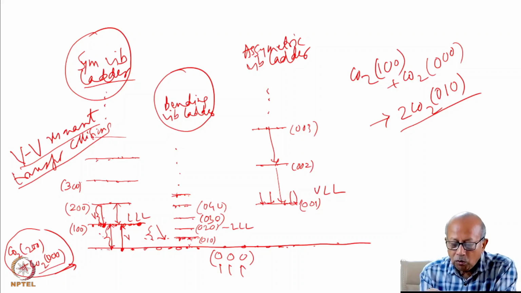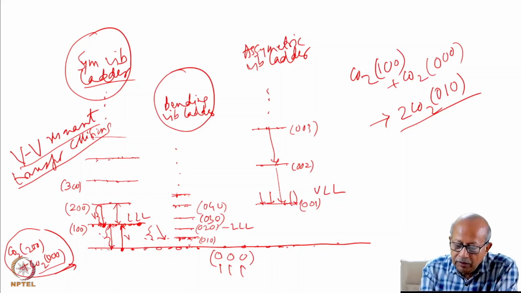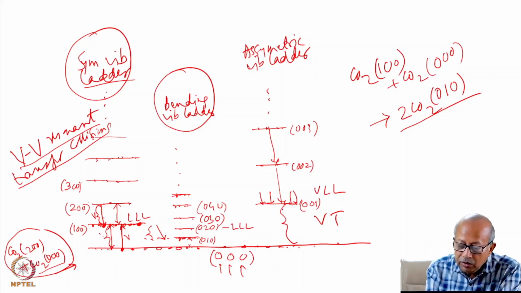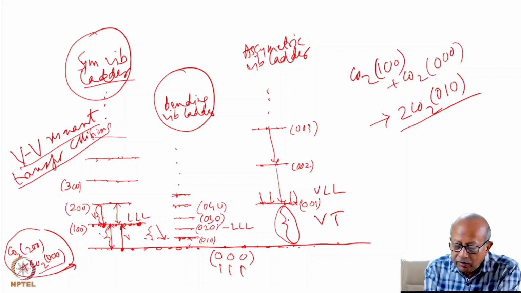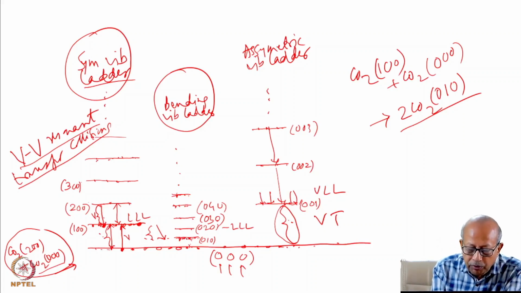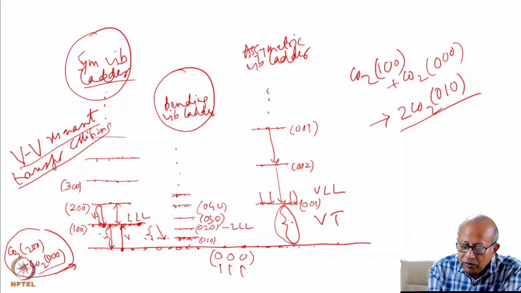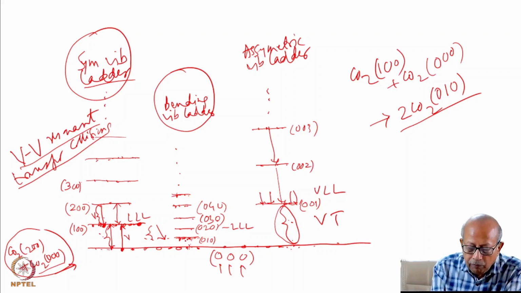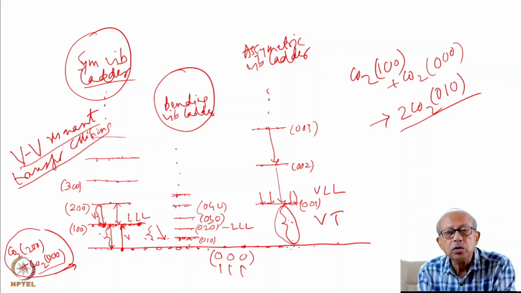So now, once the molecules have come here, if they have to come down to the ground state, it will again be a VT relaxation. This much energy has to be transferred as translational energy. And because the vibrational energy that has to be transferred as translational energy is much more compared to this, this relaxation is much slower compared to the relaxation process from 010 to 000.